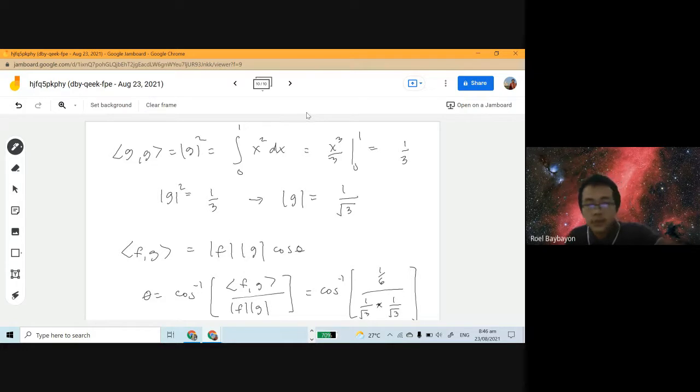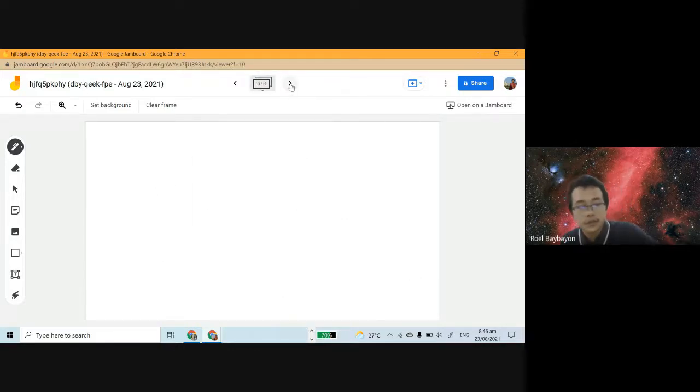Solve. So the angle between F and G... So I have theta, cosine inverse of 1 over 6 over 1 over 3, no? I think it's 1/2. Sakto ba? It's 1/2.